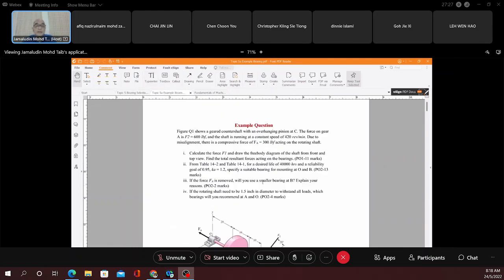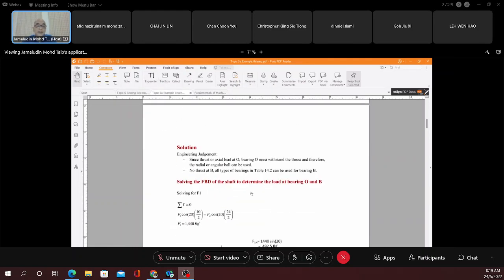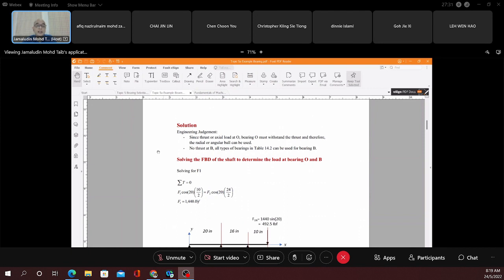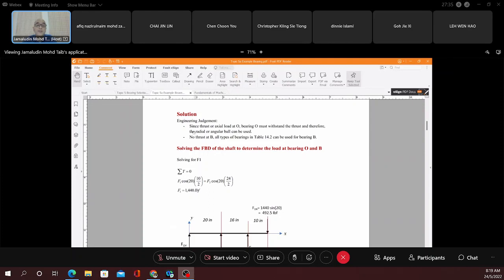This we have done before, yesterday. Okay, this is the adjustment we initially did that I mentioned before. Since there is no thrust or axial load at zero bearing, O must withstand thrust, and therefore the radial angular can be used. And this is actually a positive solution. No thrust at all at B, so all types of bearing can be used.